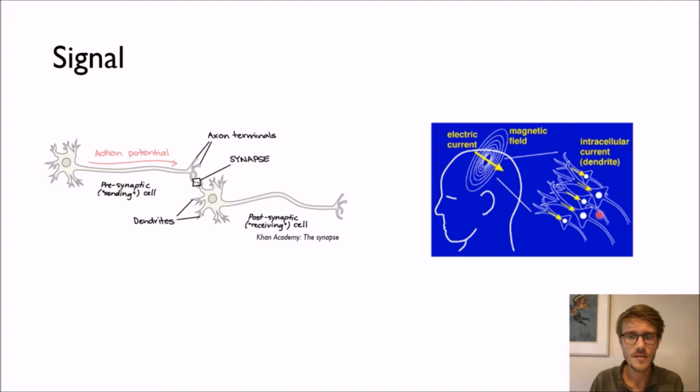And the benefit of detecting this magnetic field rather than the electrical current directly, which is what EEG does, is that the magnetic field is not distorted by the different conductivity levels of the brain tissue, the CSF, so the cerebrospinal fluid, and the skull. So that changes the electrical current, but not the magnetic field.